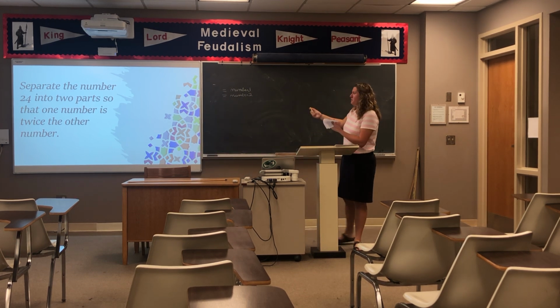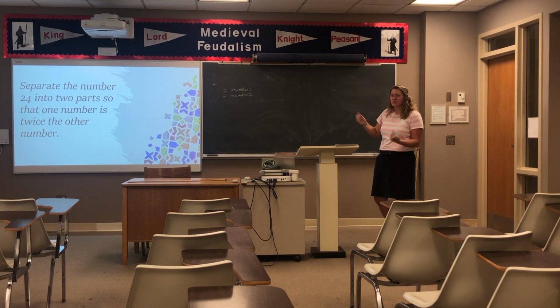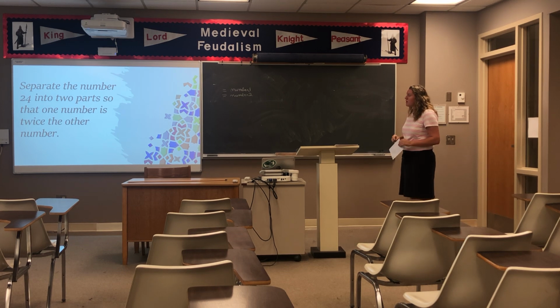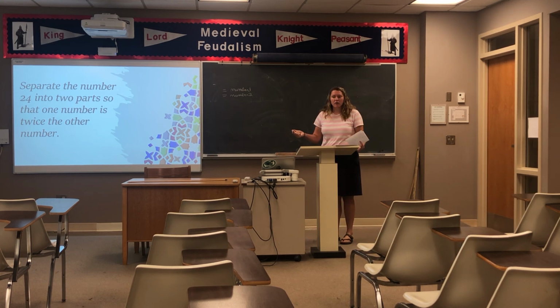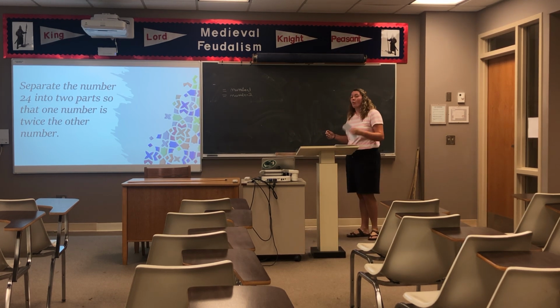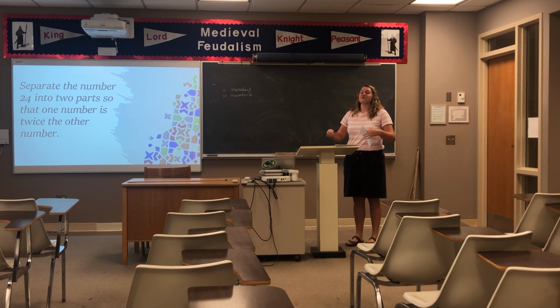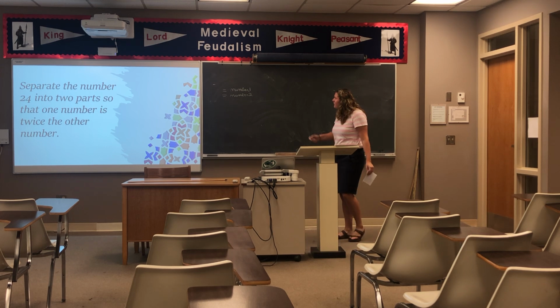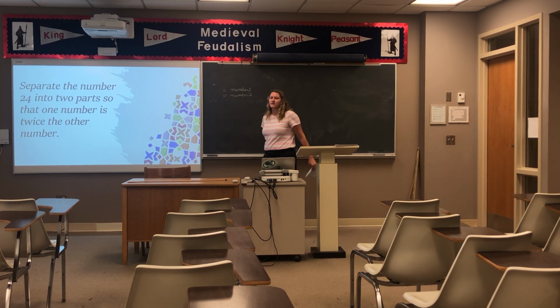Everybody agrees with me, we have 2 parts. So it says separate 24 into 2 parts. We can scratch out the 2 parts because we have it done. So that one number is twice the other number. So we have some information about our 2 parts. We have one that has the least amount of information, and we have one that has the most information. Well, it's good for us. In this case, we can make it whichever one we want it to be. So I want number 1 to be the one with the least amount of information, and all we know is that it's x.